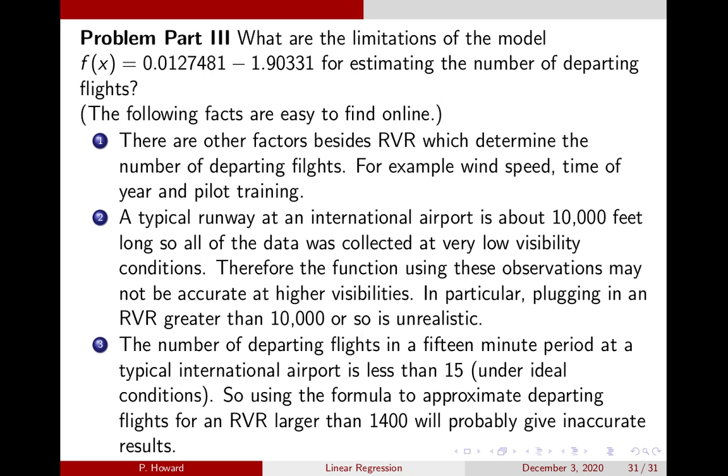Finally, the number of departing flights in a 15-minute period at a typical international airport is normally smaller than 15 under ideal conditions. So when we use a value of 1,400 for the RVR, you remember we got something like 17 flights in a 15-minute period. Plugging in any RVR value larger than 1,400 will probably give us inaccurate results.